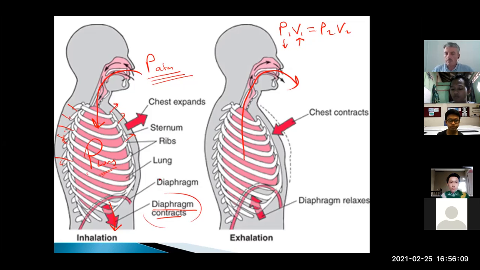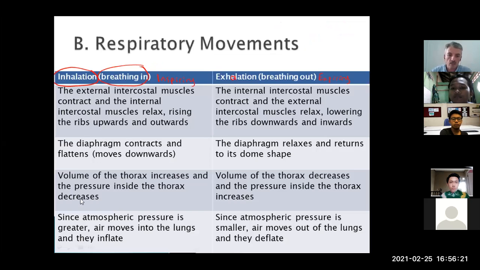Why is the tummy going up and down? That's because the diaphragm is pushing. When you are breathing in, the diaphragm pushes the stomach and intestine, so they go out a little bit here. Okay, let's look at this table.